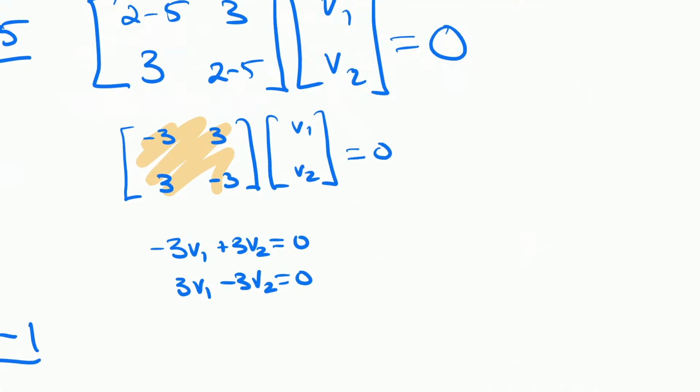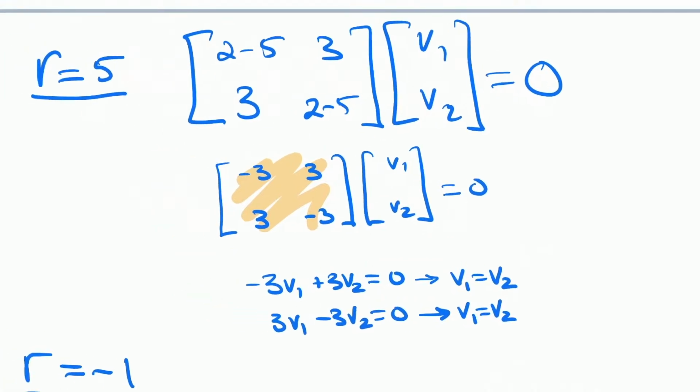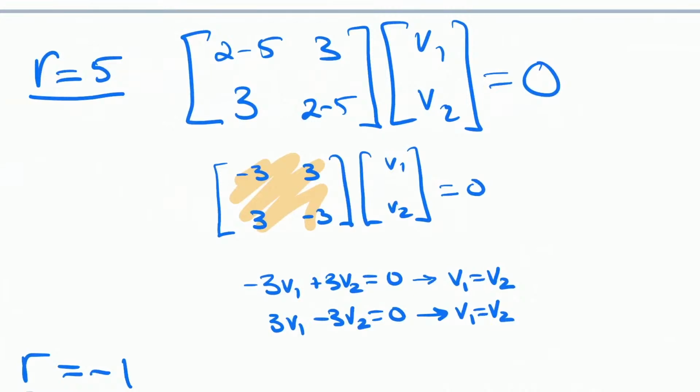Okay, now let's see if we can solve these for V1 and V2. Like I said, there's no unique solution, and the reason is that these are the same equation. If you solve this equation for V1, you get V1 equals V2. If you solve this equation, you get the same thing, V1 equals V2. Because of that, there's no unique solution, so you get to choose. You can choose whatever you want for V1 and V2, well, within reason.